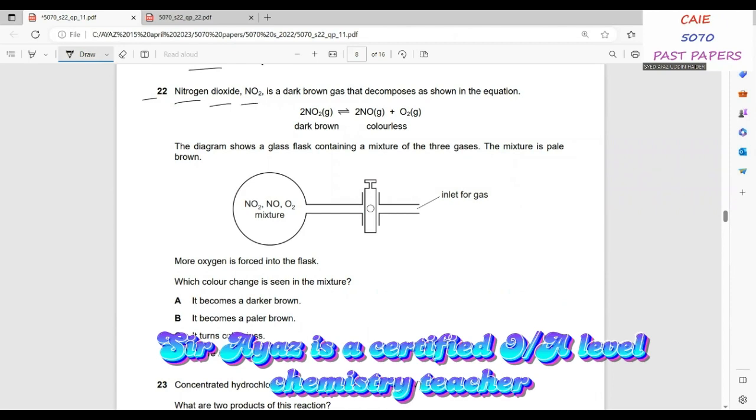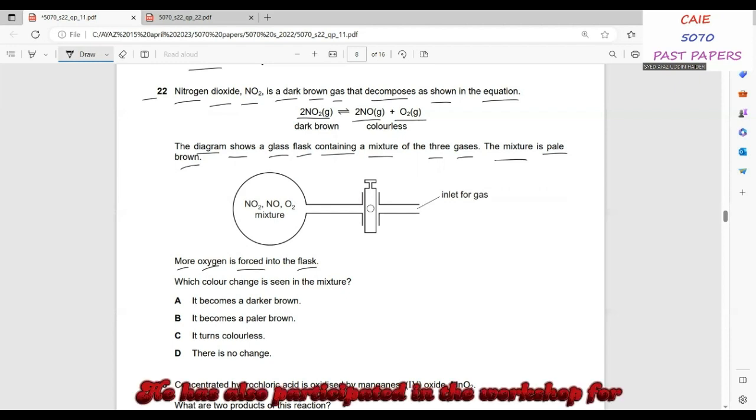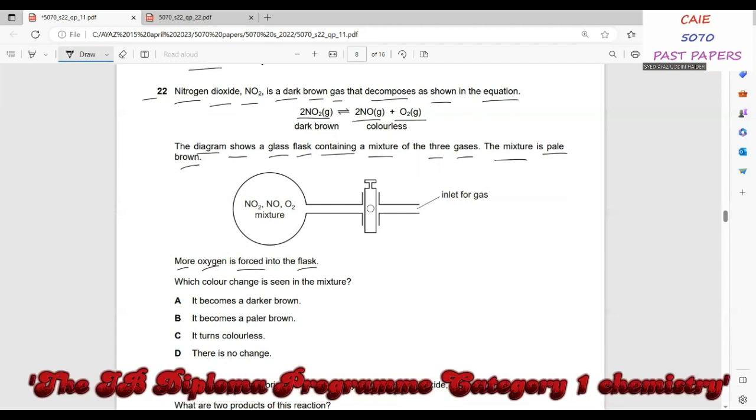22. Nitrogen dioxide NO2 is a dark brown gas that decomposes as shown in the equation. 2NO2 gas gives 2NO gas plus O2 gas. The diagram shows a glass flask containing a mixture of the three gases. The mixture is pale brown. More oxygen is forced into the flask. This reaction reaches equilibrium state. So if we force more oxygen into the flask, what will happen? The equilibrium shifts towards the reactant side, so the jar will turn more brown. So which color change is seen in the mixture?